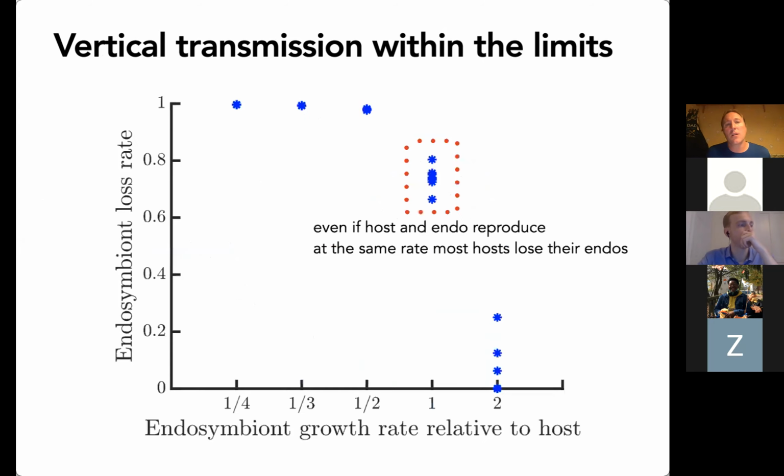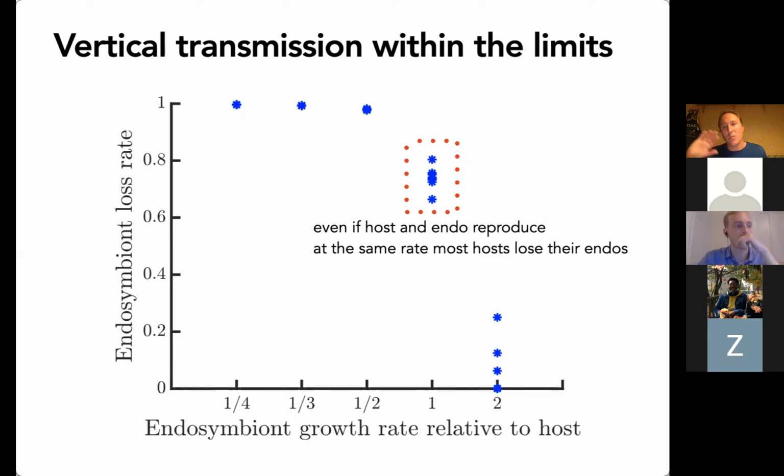So one thing that came from these analyses was fairly obvious, I think, to many people that study plasmid dynamics, but was sort of a surprise for us, which is that if the endosymbiont grows slower than the host, it's extremely easy to lose it. And even if they grow at the same rate, the loss rate of endosymbionts is just huge. It's only when you have the endosymbiont growing faster than the host that you're able to sort of maintain it in the population.